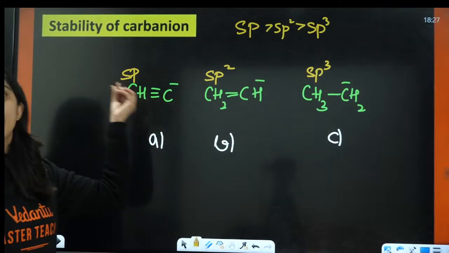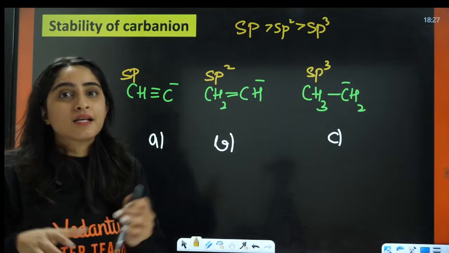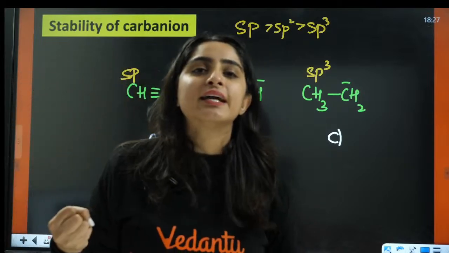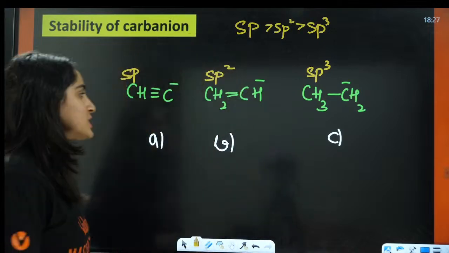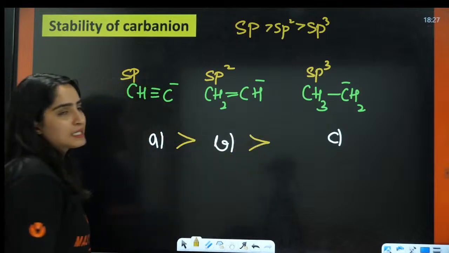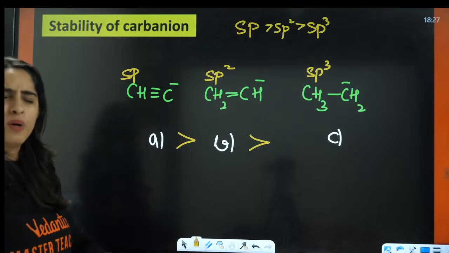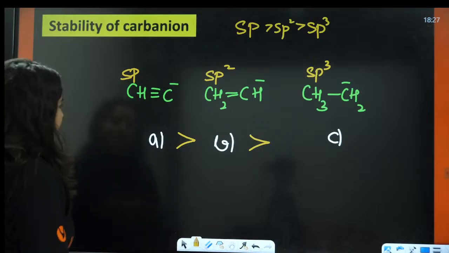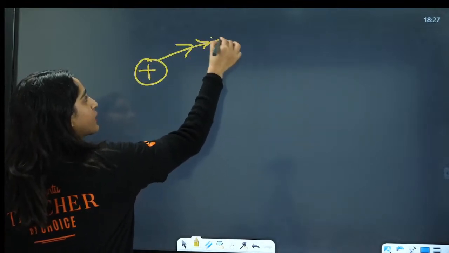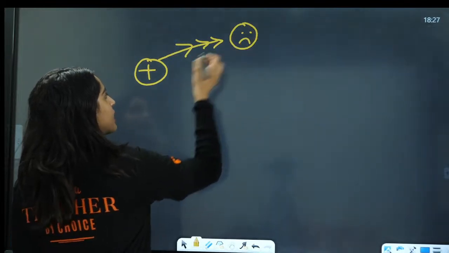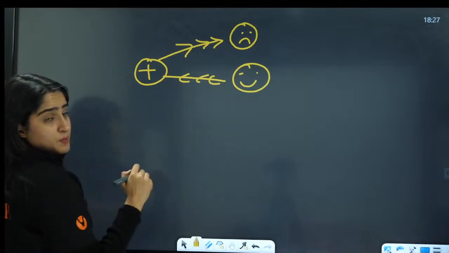Now, sp has maximum efficiency of pulling the electrons. If something is negative and you're taking away the electrons, that means you are making it more stable. So that is why the order is A, then B, then C. This is the correct order. The only thing that you need to know is everything in this world wants to get stable. If something is positive and you're taking away the electrons, that is making it sad. And if you are giving the electrons, that is making it happy. That means it is making it stable.